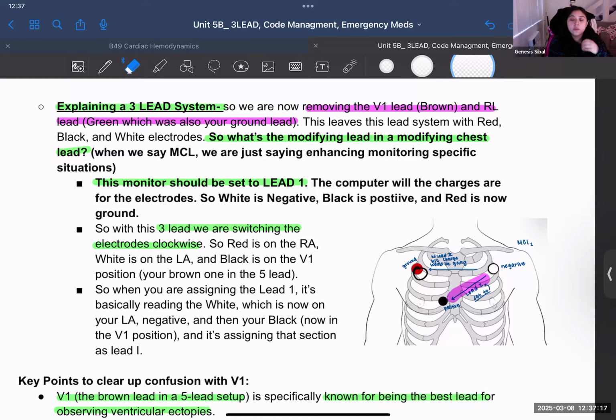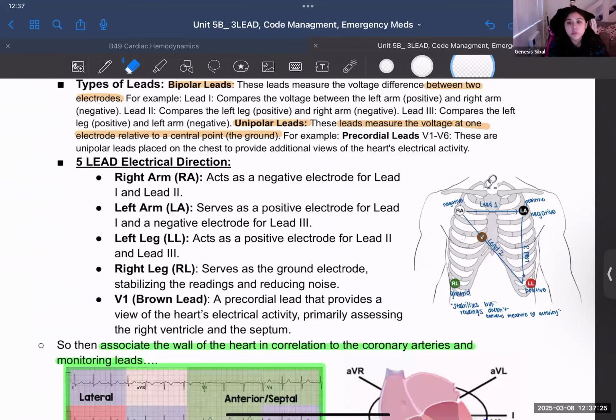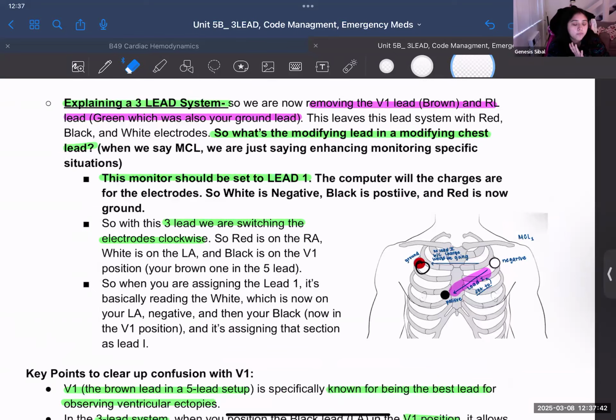In terms of switching the colors clockwise, your white one is going to be negative, because if you look at the left arm and the left leg, that one is your lead 3, but you know the left arm was the negative and the left leg was the positive. So the bottom one was the positive one. When you're looking at lead 1, we're talking about the white and the black. The bottom one's still positive, the up one on the white side is still negative, so that is your lead 1. So you're setting the monitor to lead 1: white is negative, black is positive, and red is now ground.